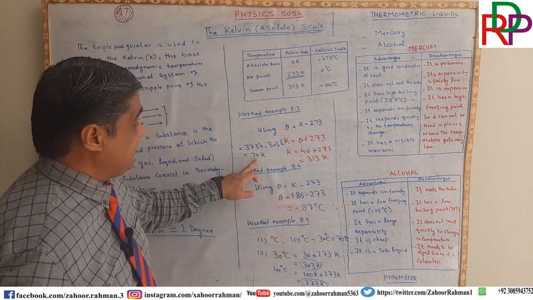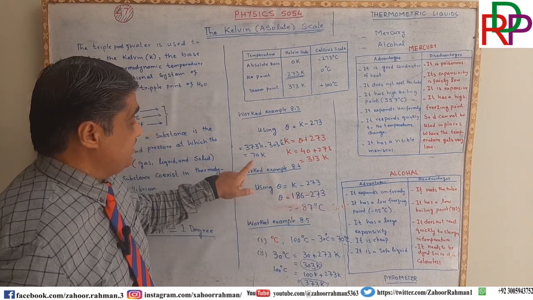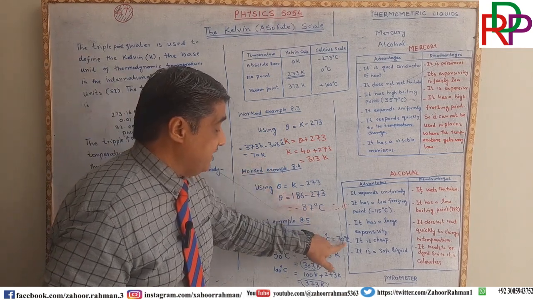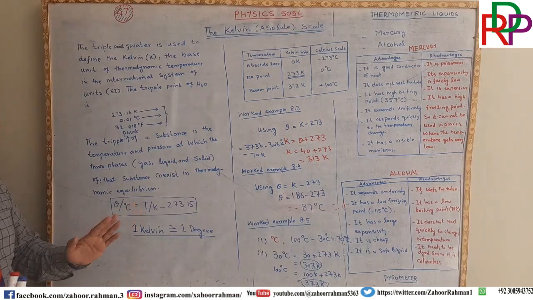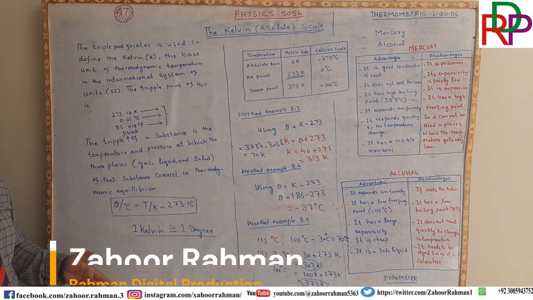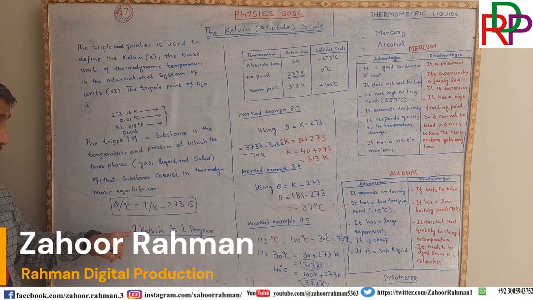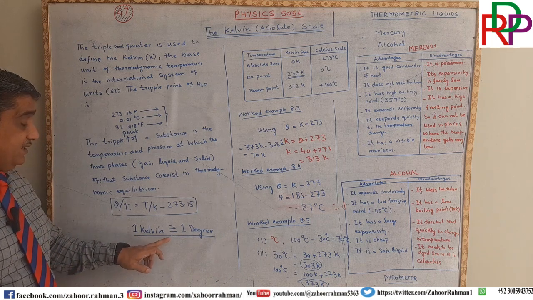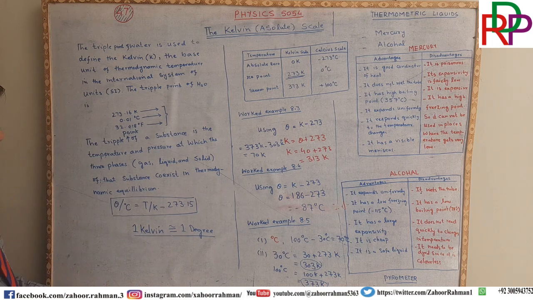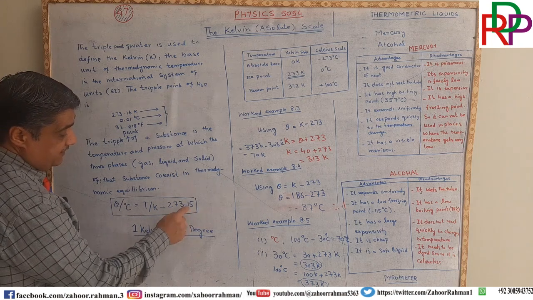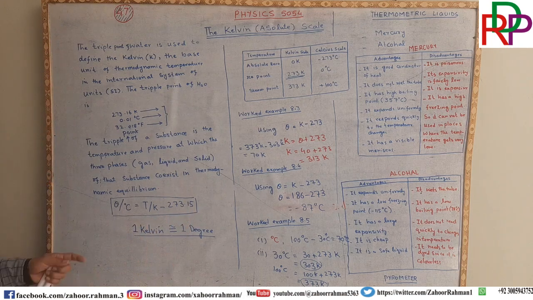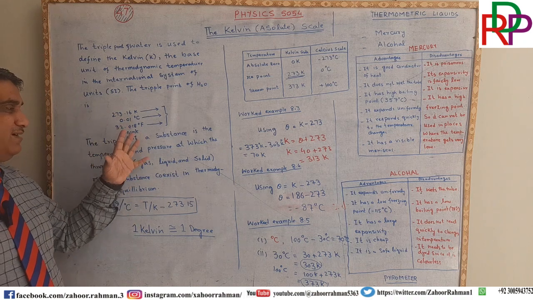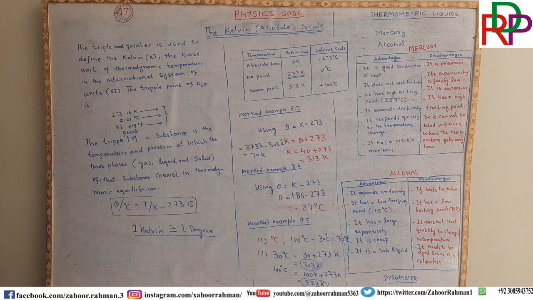70 Kelvin and 70 degrees Celsius are equal. So that is why I told you that I will refer to this, and in this lecture we will prove that 1 Kelvin is nearly equal to 1 degree. Nearly we are saying, not perfectly, because there is 0.15 with it. So nearly equal, not perfectly equal. Okay, that was the whole story about the Kelvin or absolute scale.